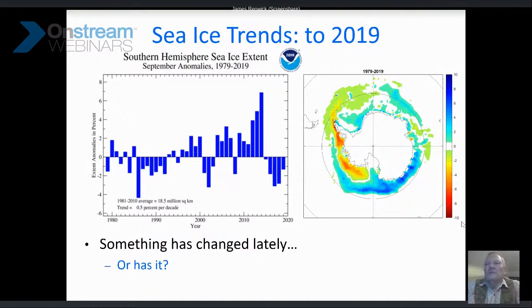And actually, when you look at the plot on the left-hand side, and you think about the numbers here, the vertical scale is the extent anomalies in percent. That is, what percentage of this 1981 to 2010 average is there more or less from year to year. And the numbers are small, right? They're 2% above, 2% below, and even that peak in 2014 was only 7% above the average. And in the last couple of years, it's been 2 or 3% below. So we're not talking about big numbers, actually.